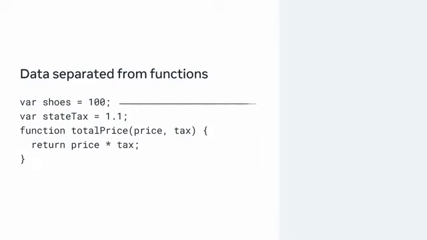In this lesson, you will learn about functional programming. So let's now focus on the functional programming style. There is a clear distinction between data and functions in functional programming, as data can exist outside of functions.